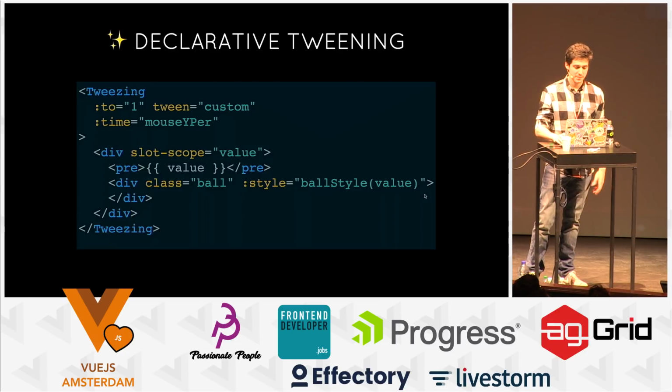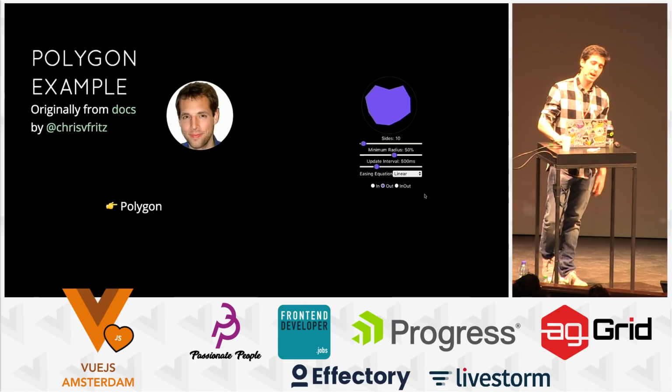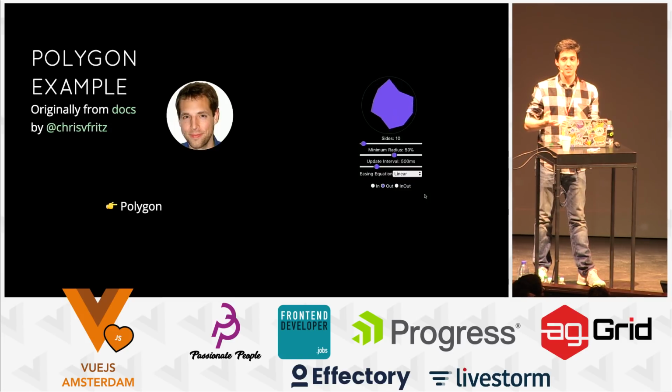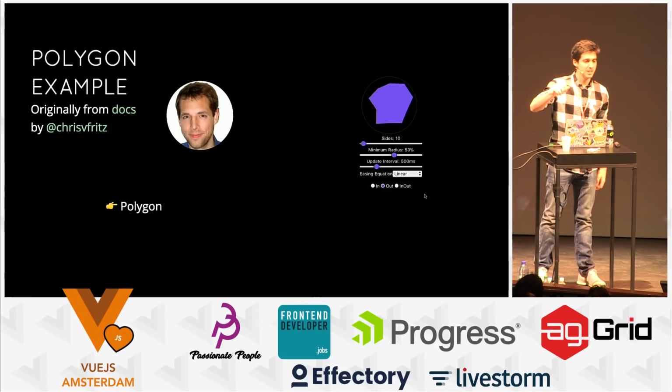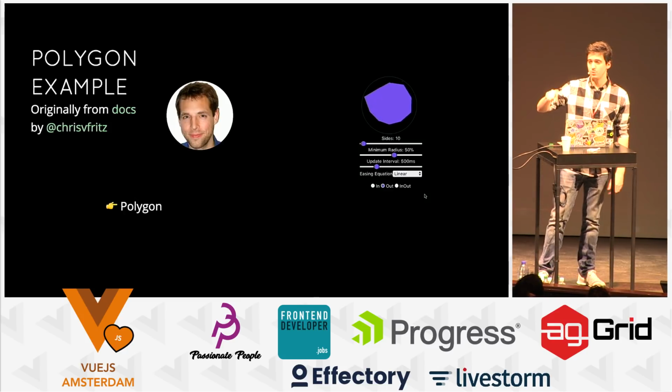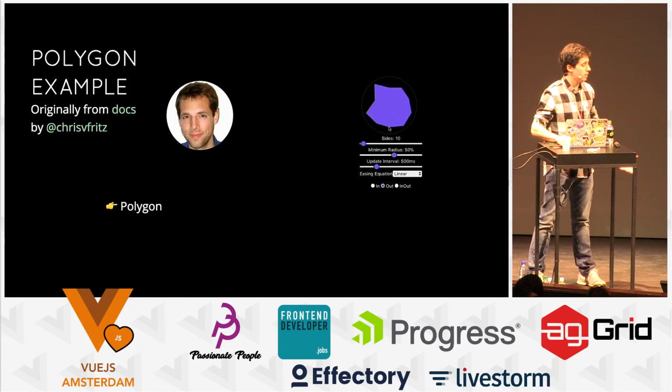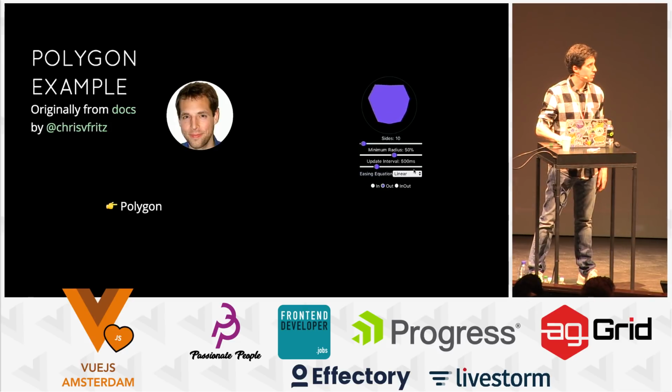Let's dive into another demo. The Polygon example, you may have seen this example from the documentation. It's written by Chris, and it uses Tween.js as well. Now, the code is using the same code I showed you before, creating a tween, and then you watch for different values to re-trigger the tween. So here what I did is pretty much have the same, but I added vue-tweezing on it, so the code is much simpler. And I can change things like the easing equation on the fly.